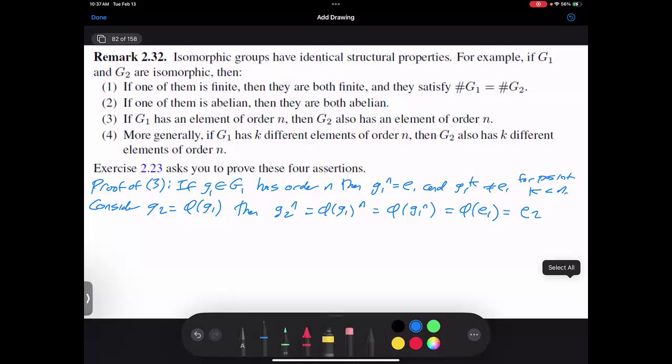Are we done? Have we proven that we have found an element of G2 of order n? What do you think? Is this a good proof? I do not believe we have shown that n is the smallest. So is this a good proof? It's incomplete. We have to show that no smaller n works. Claim: no smaller exponent works.